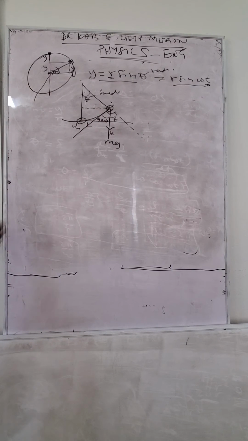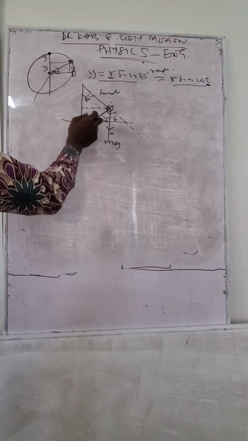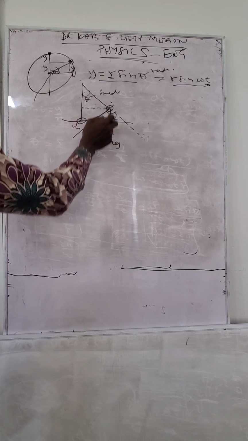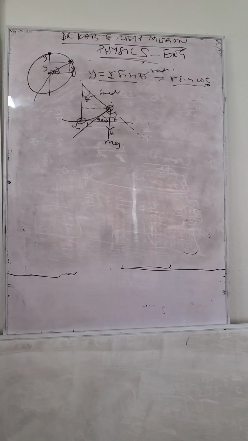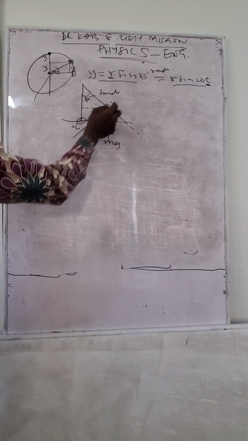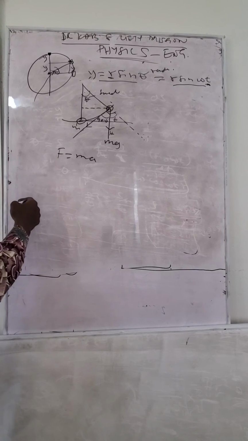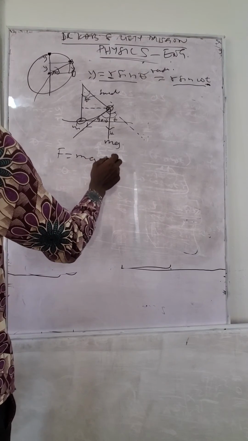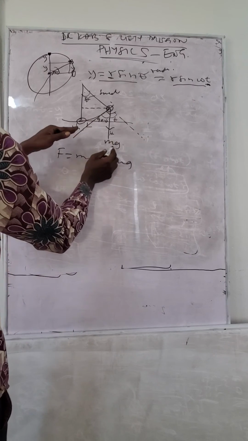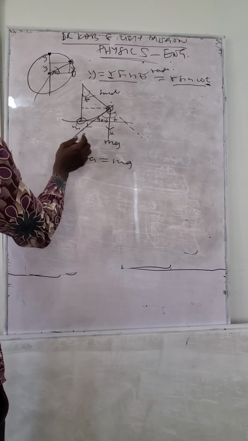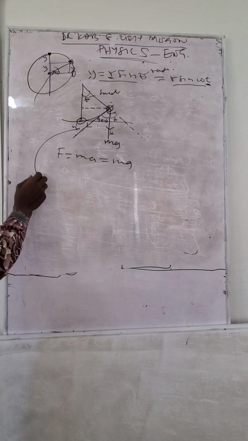Now this will be the adjacent angle and then the hypotenuse. We are interested in when it moves up, so that we can see force is equal to mass times acceleration. In this case it is m times g. When it gets to the maximum, the component of the force here will be related by cosine from here.